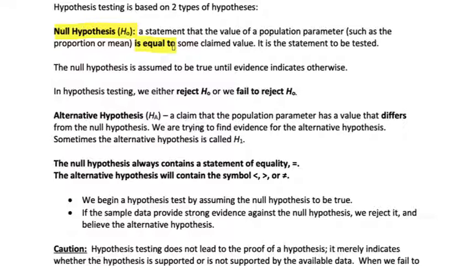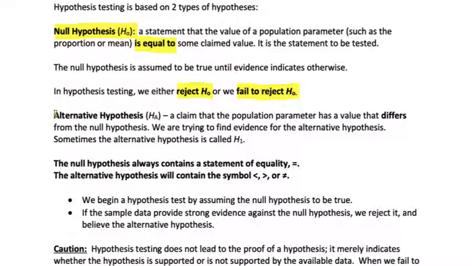Null hypothesis is assumed to be true until evidence indicates otherwise. So it's kind of like the court system. You're presumed to be not guilty unless enough evidence is found that you are guilty. So we either reject the null hypothesis or we fail to reject the null hypothesis. Those are the only two options in hypothesis testing. We do not accept the null hypothesis, and we do not accept or reject the alternative hypothesis. Again, it's either reject the null hypothesis or fail to reject the null hypothesis.